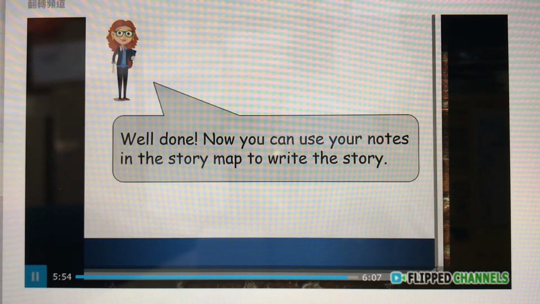So, boys and girls, well done. Now you can use your notes in a story map to write the story.